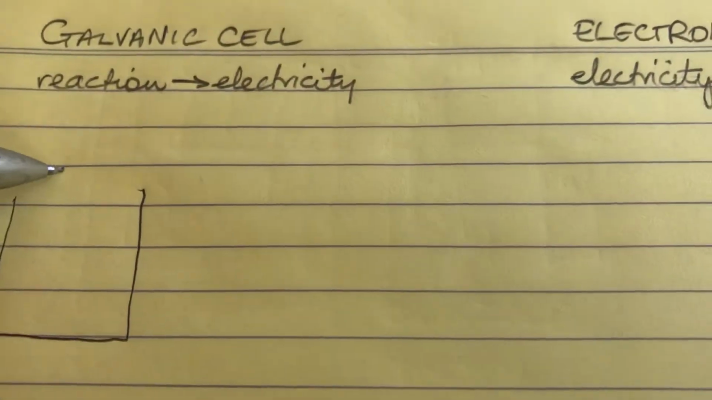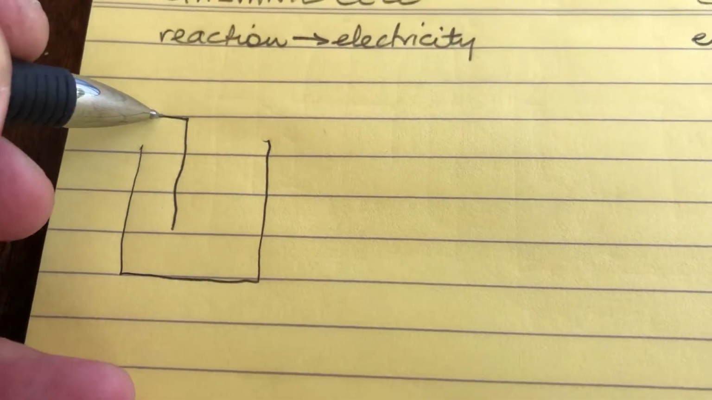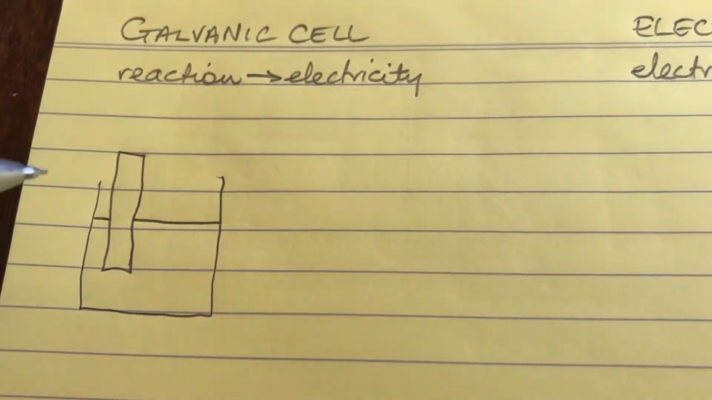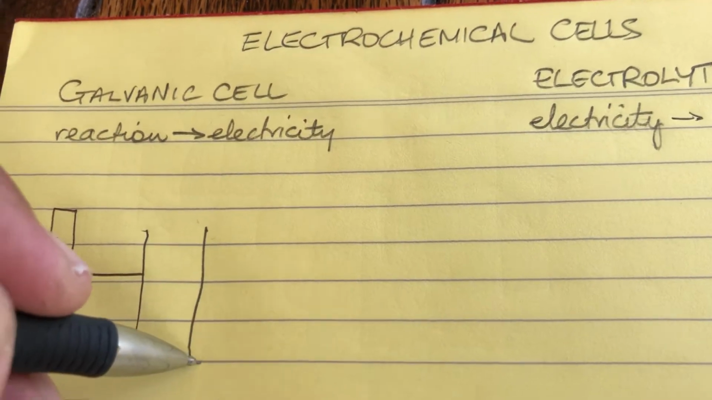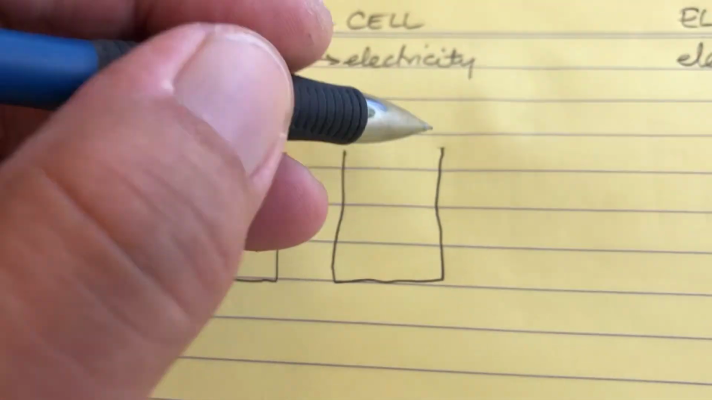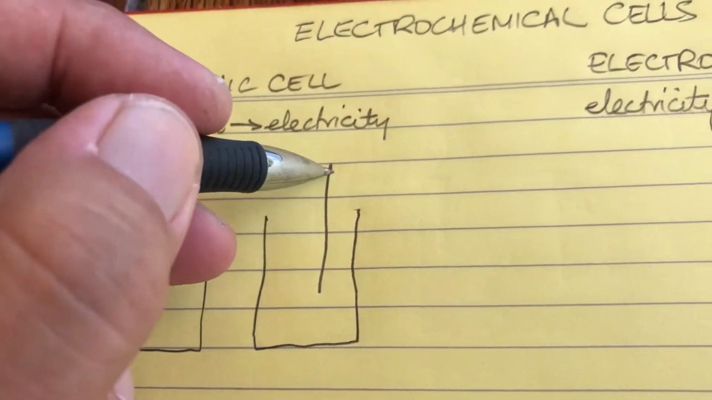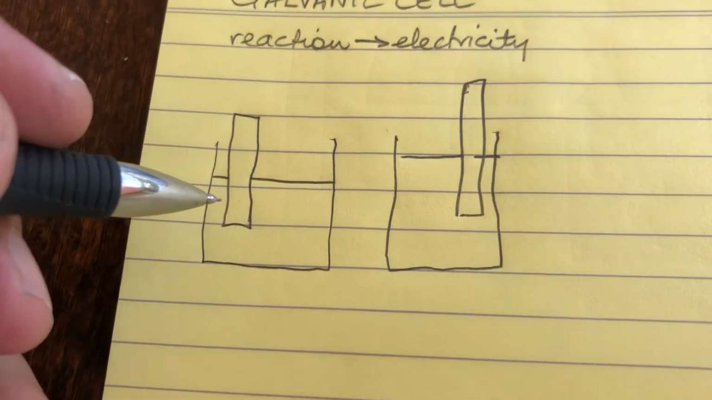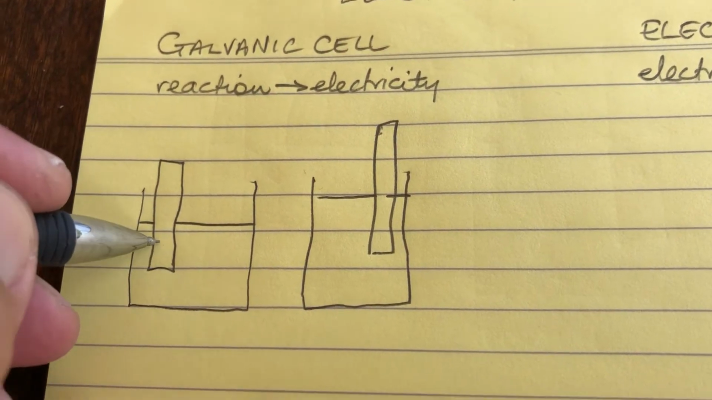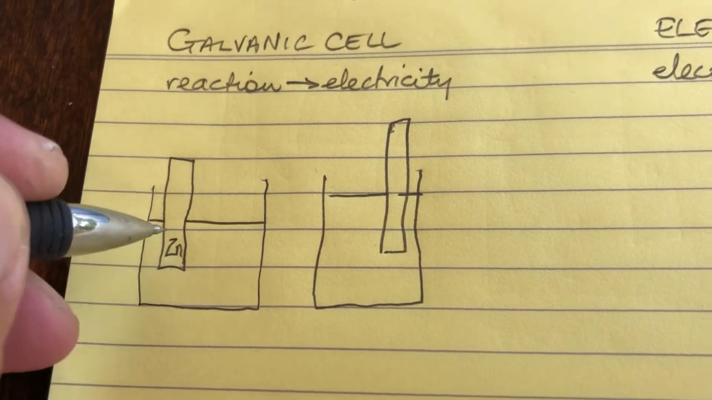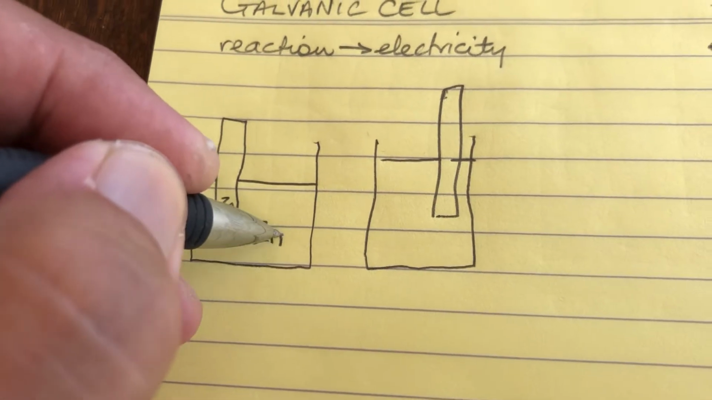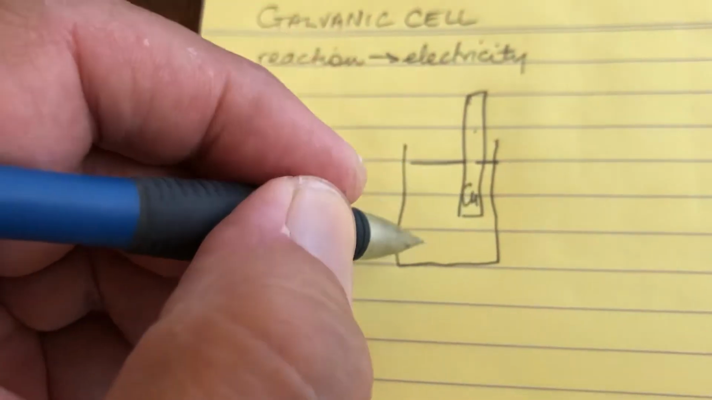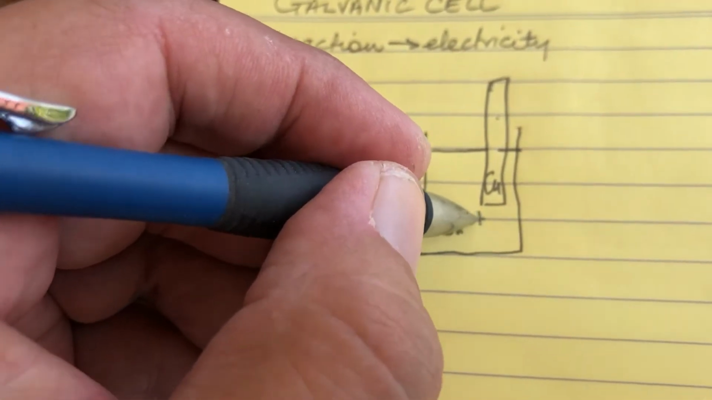created by putting, for example, a metal electrode in a solution of that metal's ions. So we create two half cells like so, and we put two different metals into solutions of the two ions. So let's say we've got zinc metal here in solution of zinc 2 plus, and copper metal over here in a solution of copper 2 plus.